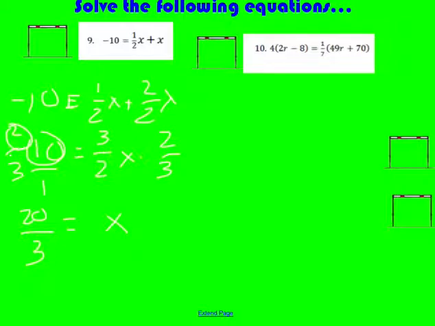Okay, so let's take a look at number 10. So for number 10, we're going to distribute in to start off with. 4 times 2r is 8r. 4 times a negative 8 is a negative 32.